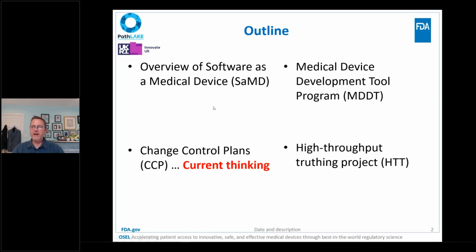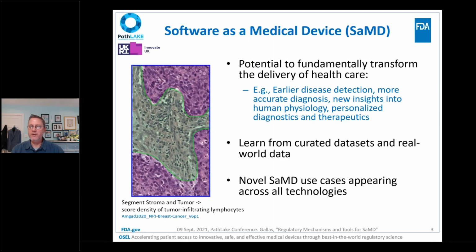Like I was saying, we'll also talk about change control plans, which is a new framework at the FDA for algorithm submissions that actually aren't submissions. They're part of the pre-baked plans of an original algorithm that will be updated. I'm going to talk about our medical device development tool program and my high throughput truthing project. So these are four distinct situations.